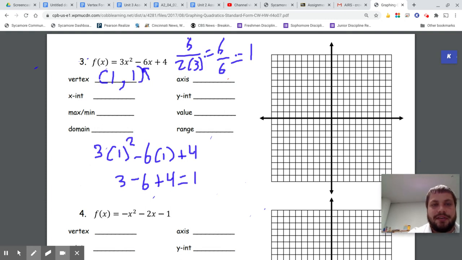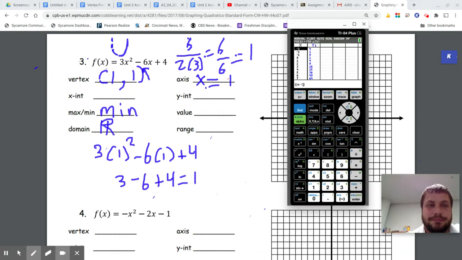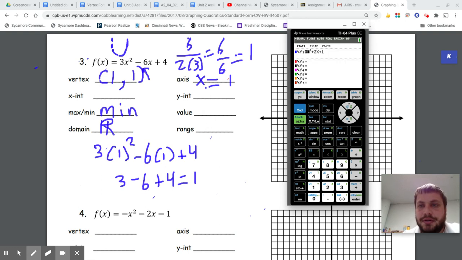Now we'll fill in the rest. That means my axis of symmetry is x equals the x coordinate of the vertex, 1. Again, I have a positive leading coefficient, so I know I'm going to be shaped like a U. When I'm shaped like a U, the vertex is a min. The domain is always all reals. Again, we can look at the calculator to help with the range here. I'll type these in.